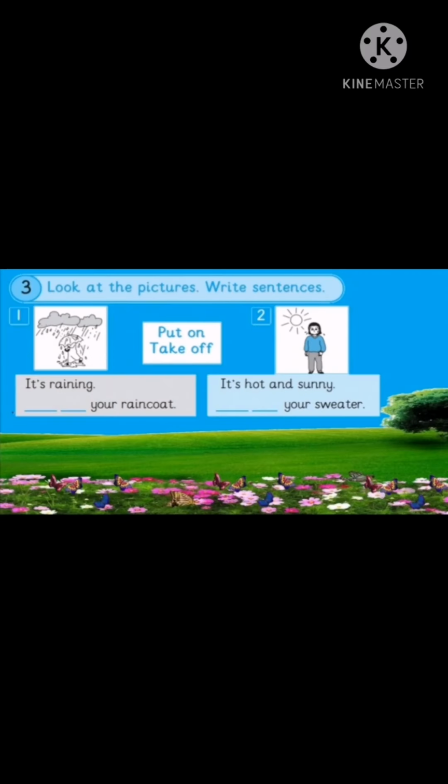Okay, grade 2, now let's move to number 3. Look at the pictures, write the sentence. Look at number 1 and number 2. Choose the correct phrase, put on or take off. When you finish, check your answers from the next video.